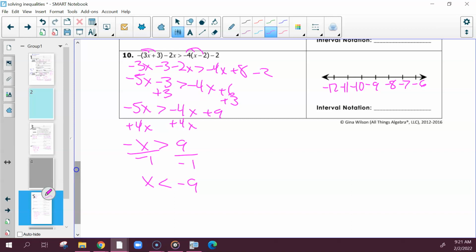With an open circle going to the left. And what would our interval notation be? Negative infinity to negative 9. Parenthesis or bracket? Okay. Do we want to do one more together, or do we feel like we got this?